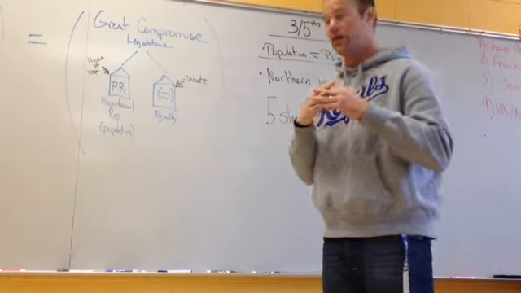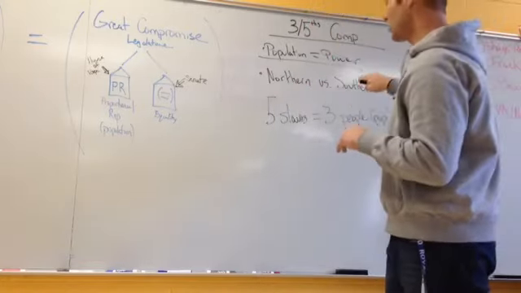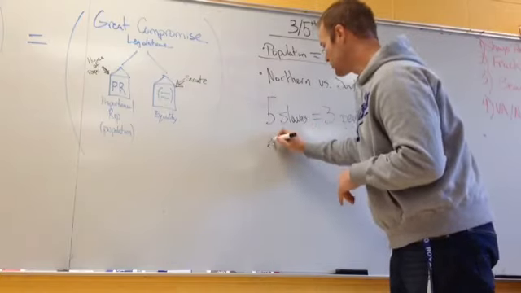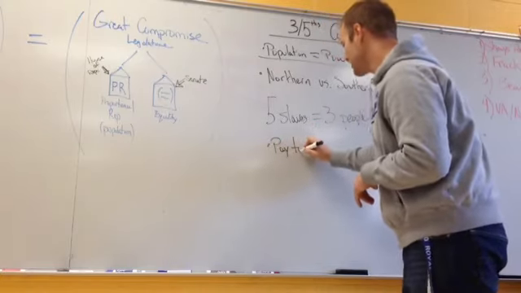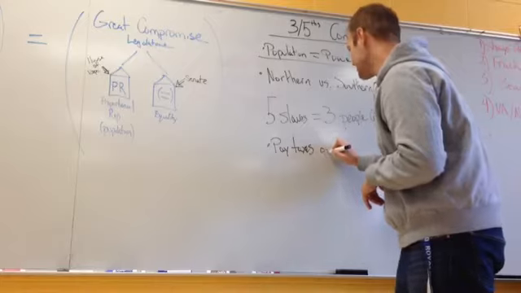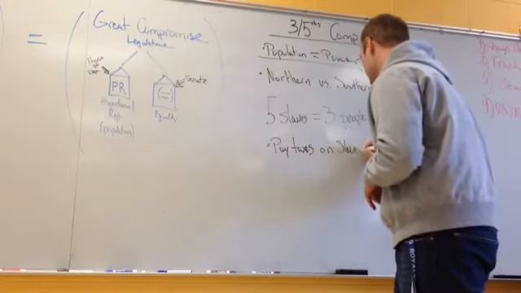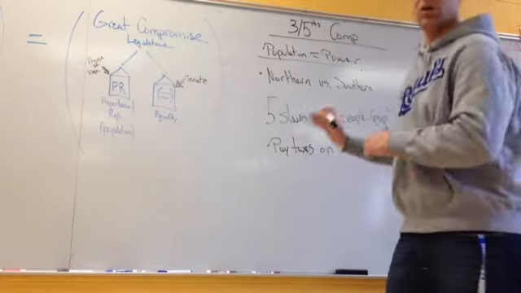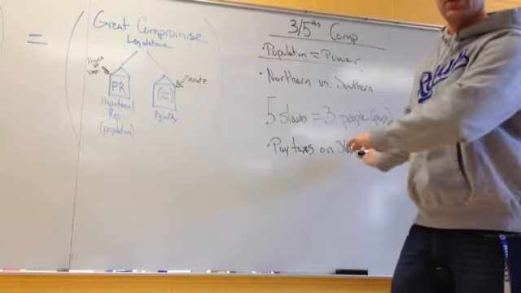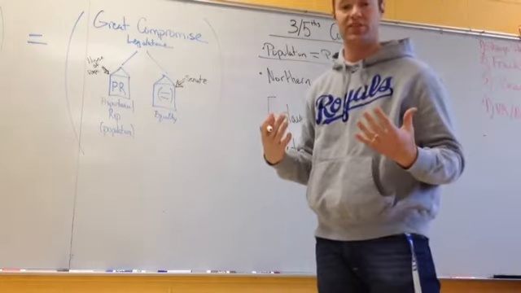Population equals power. So this was a way for the northern states and the southern states to come to an agreement. The southern states would also have to pay taxes on their slaves. So it wasn't all good for the southern states. The rest of the country still benefited a little bit.